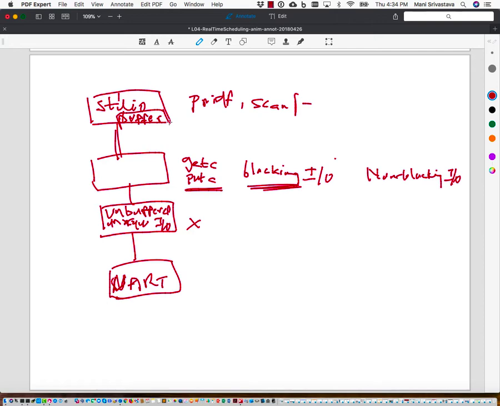Okay. Question two is, for the most part, pretty straightforward usage of the API calls, so you should be able to get full credit. Any other questions?